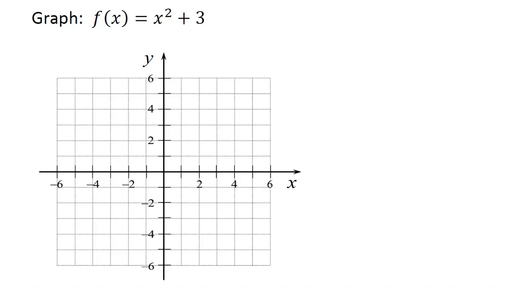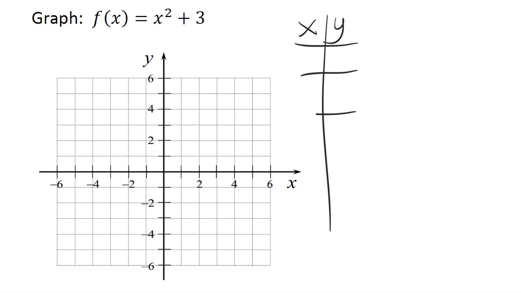Now, let's go ahead and do this graph. And for this one, again, we're just going to make a table right here, just like this. And what do we got? About 5 values in there. I think that's pretty good.